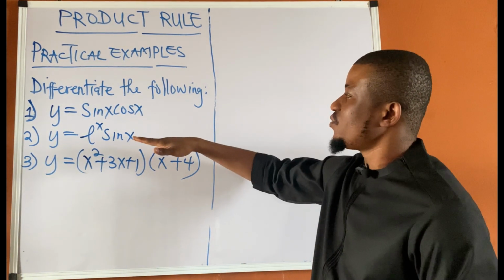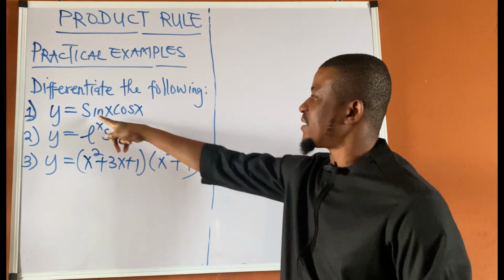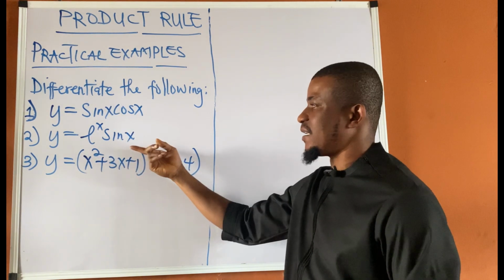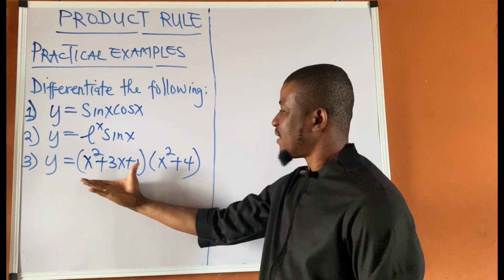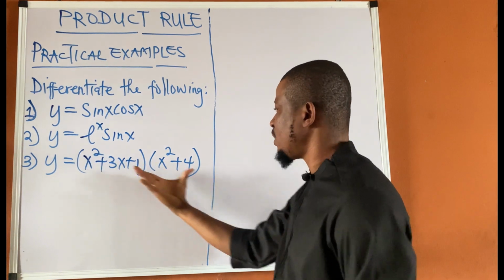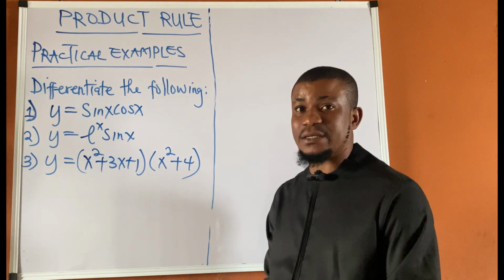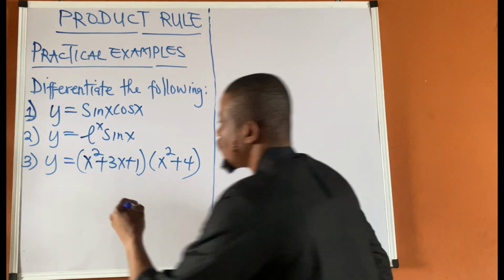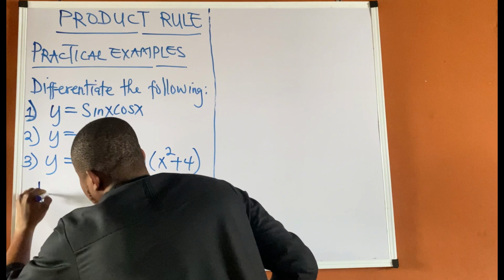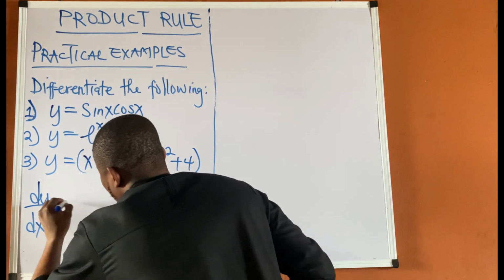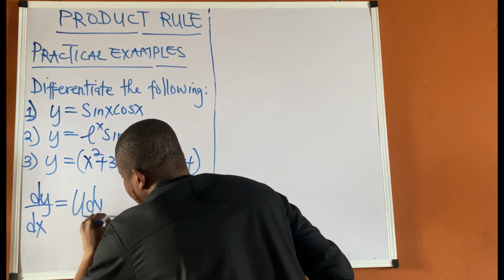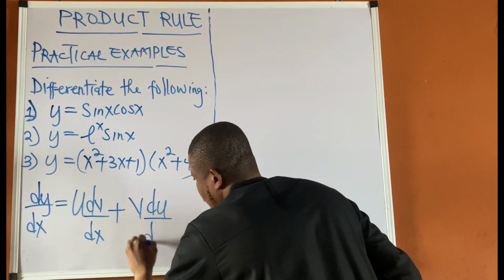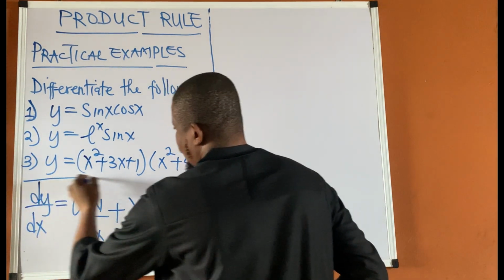And if you look at these questions, you see that these functions are multiplied. Sine x cos x, two functions multiplying. Exponential x sine x, two functions multiplying. Then this is an algebraic function, another algebraic function multiplying. So we are going to see it as product rule. Right, so let's write the rule here. For product rule, dy dx is equal to u dv dx plus v du dx. This is our rule.